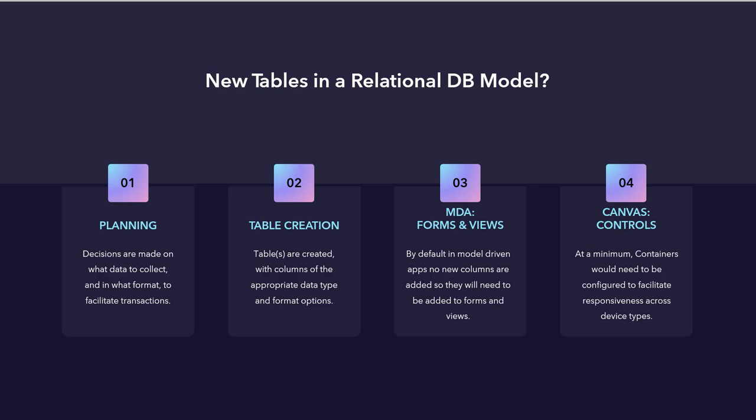And then secondly, table creation. So now that you know what you're going to create and what format you need, you start building tables. Click, click, new table, click, click, new column, click, click, new column data type, and click, click, here are some other options: required, not required, choices, things like that. And then thirdly, if you're dealing with model-driven apps, you also have to remember to update your forms and views, because by default, they're only going to have the primary name column.